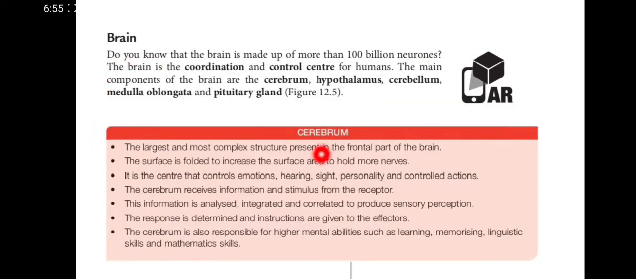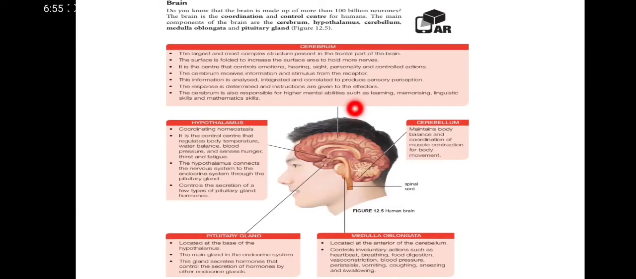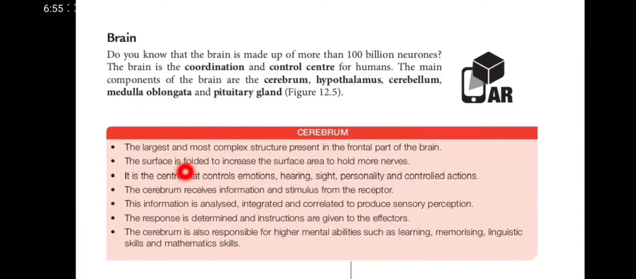So the first one is the cerebrum. This is the cerebrum. Di sini cerebrum. This is the largest and most complex structure present in the frontal part of our brain. The surface is folded to increase the surface area to hold more nerves. It is the center that controls emotion, hearing, sight, personality, and also controlled action.